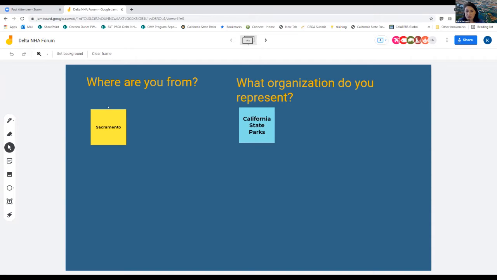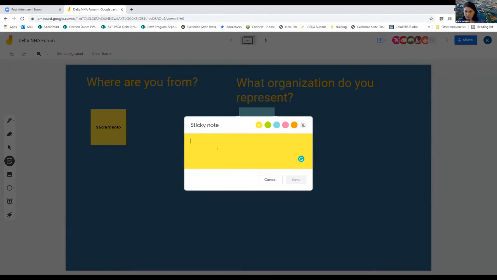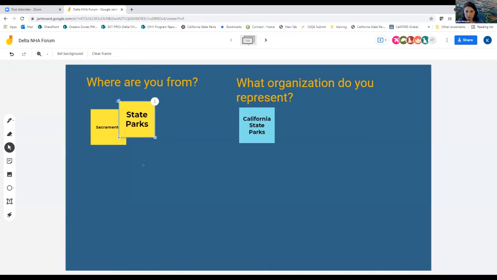So what you do, I have 2 questions up here. Where are you from and what organization do you represent? And in order to add to it, you can go to this little box over here on the left-hand side that says sticky note. You click on that and a sticky note should appear. And you should be able to type something here. And then you click save. And then you can move it under the column that you want.